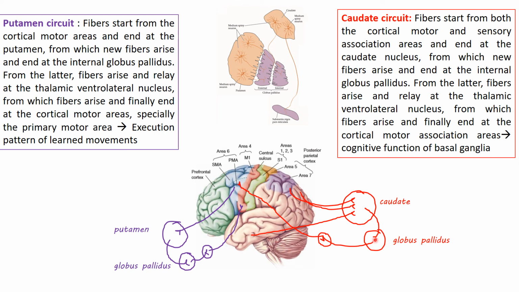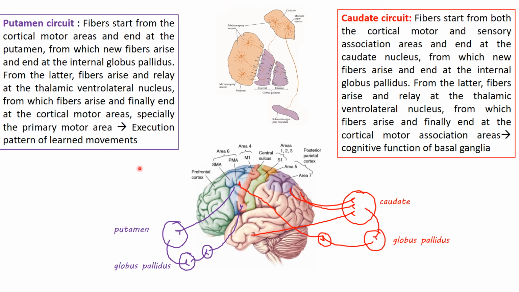And if we look to the caudate circuit, that will start with the association areas, especially the somatic and visual and auditory association areas, going to the caudate, and from the caudate to the globus pallidus internal segment to the thalamus, mainly to the ventrolateral nucleus of the thalamus, and then to the premotor area of the cerebral cortex. So it will end in the cortical motor association area.